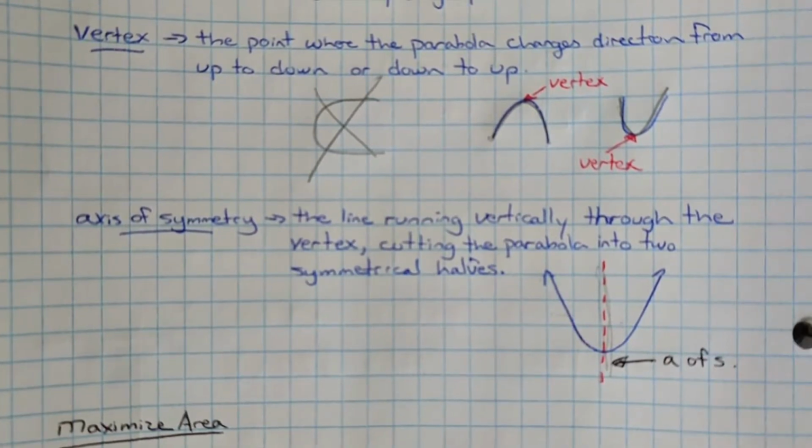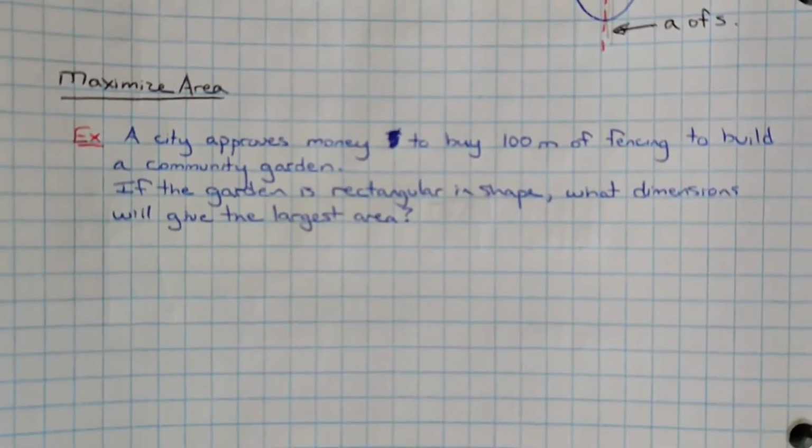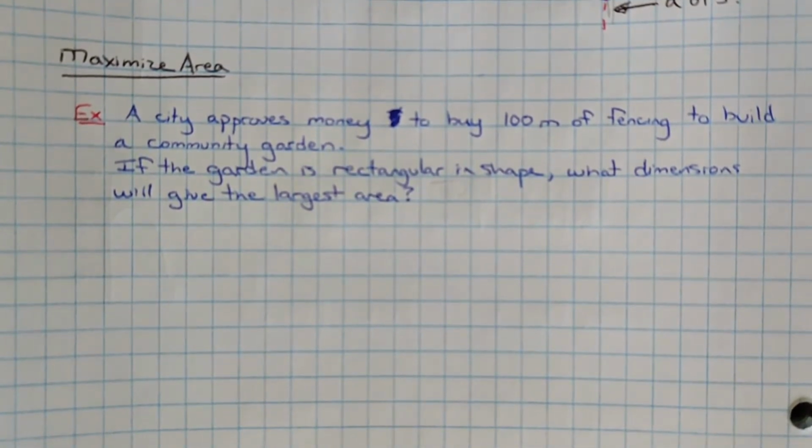So let's take a look at some situations that involve quadratics, like maximizing the area of a rectangle. When we want to maximize the area of a rectangle, we can look at some quadratics, because area is length times width. So meters times meters, feet times feet, centimeters times centimeters. It's a unit squared. Squared includes our quadratics. So let's take a look at this situation here where a city approves money to buy 100 meters of fencing to build a community garden.